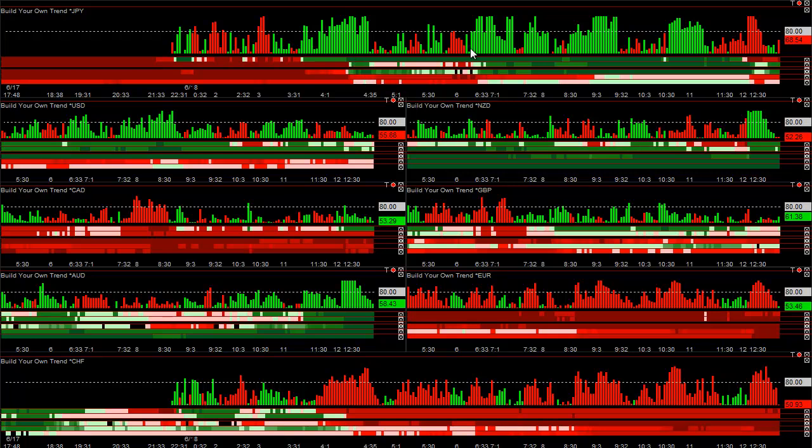The more time frames that are up, the better. But for intraday trading, you only really need the real-time histogram and maybe the 15-minute trend to be in your direction. The weakest one is the Swiss and the euro.